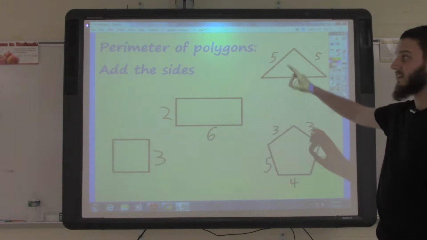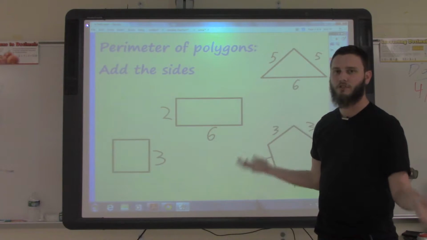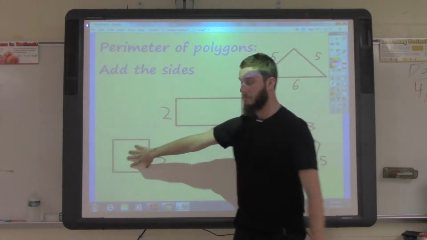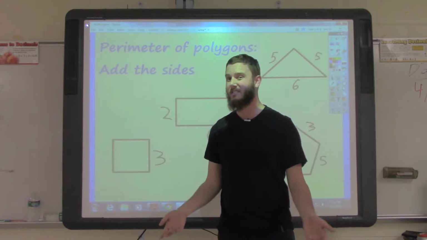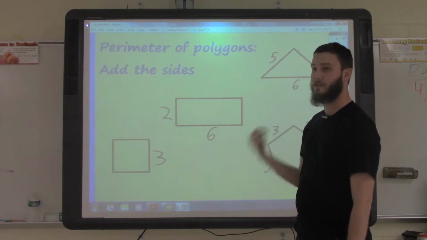In the meanwhile, perimeter of polygons, this works for any of them, even if they are a weird shape, like a pentagon or a triangle, rectangle, square, doesn't matter what shape it is. To find the perimeter, all you're going to do is add up all of the sides.